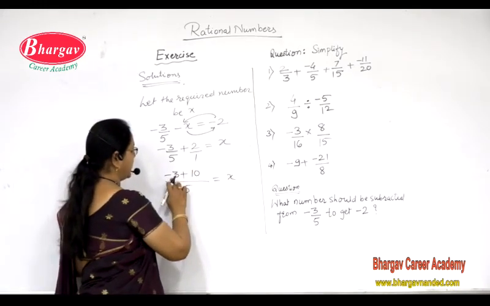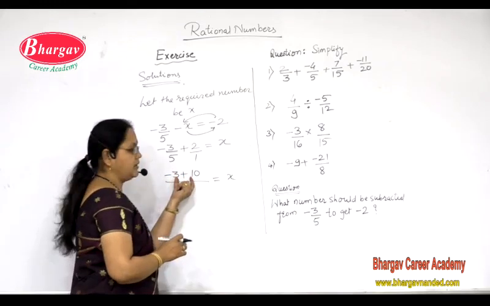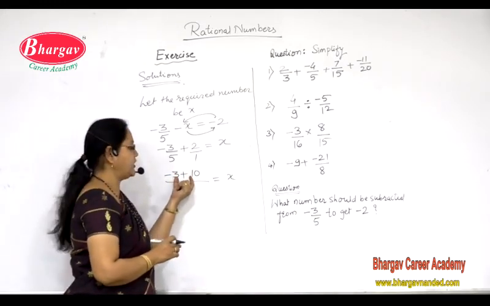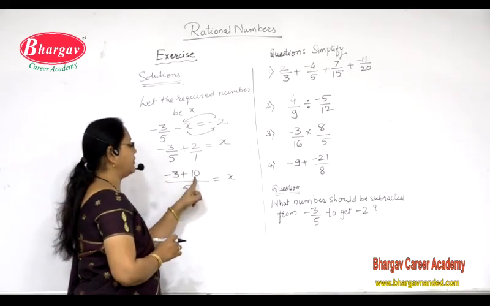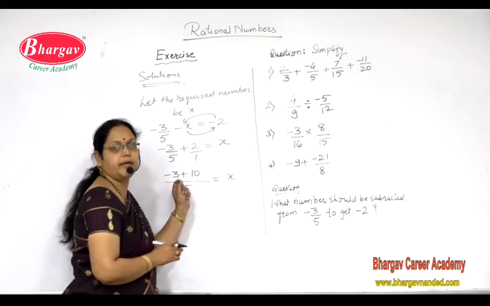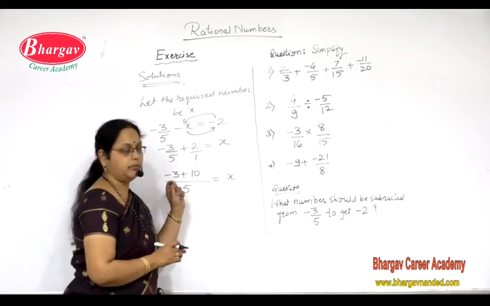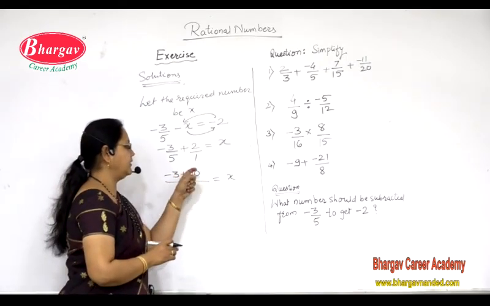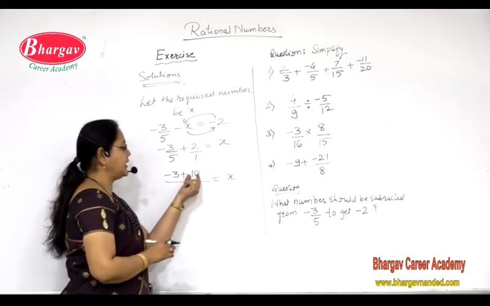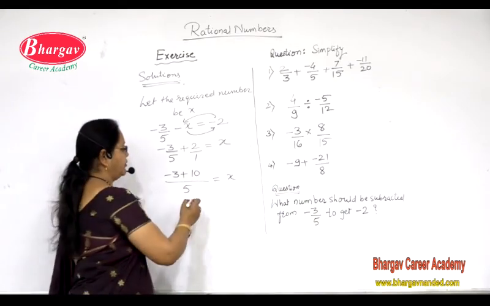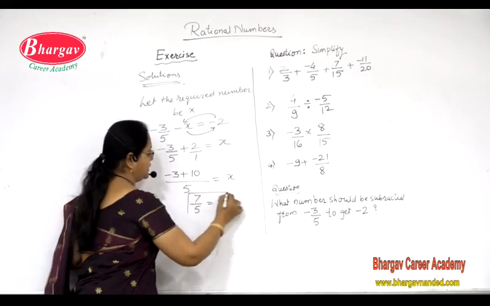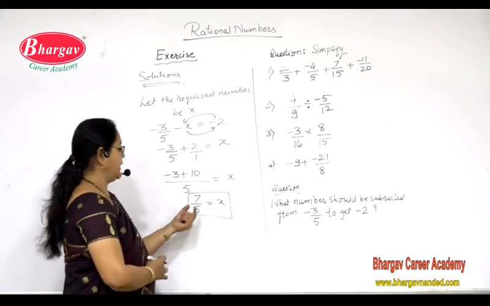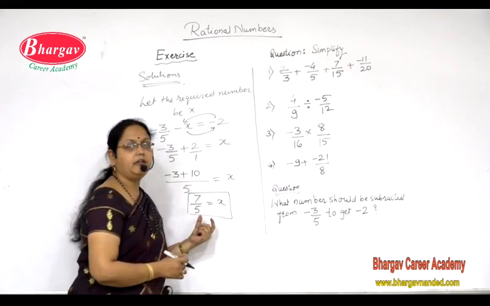So the answer is minus 3 plus, opposite sign numbers are there. So obviously there is a subtraction in these numbers. The plus sign is written here. We have to subtract this 3 from this 10, because all the time we subtract the smaller number from the greater number. So we subtract 3 from 10. So the subtraction is 7 and the sign of the greater number is positive. So we write it as 7 by 5 is equals to x. So the answer for this word problem is x is equals to 7 by 5.